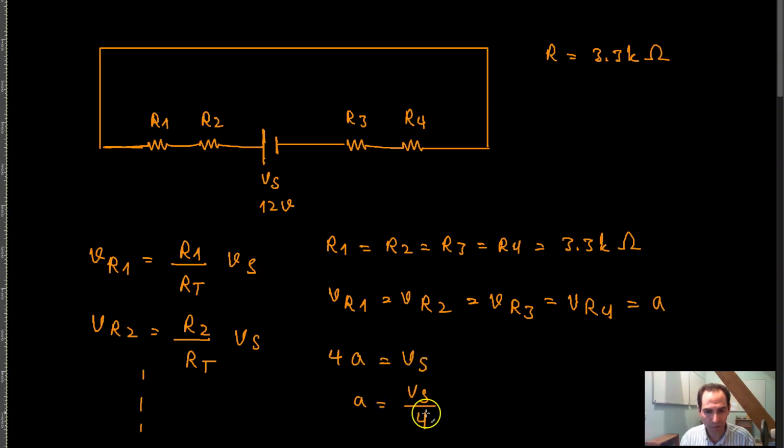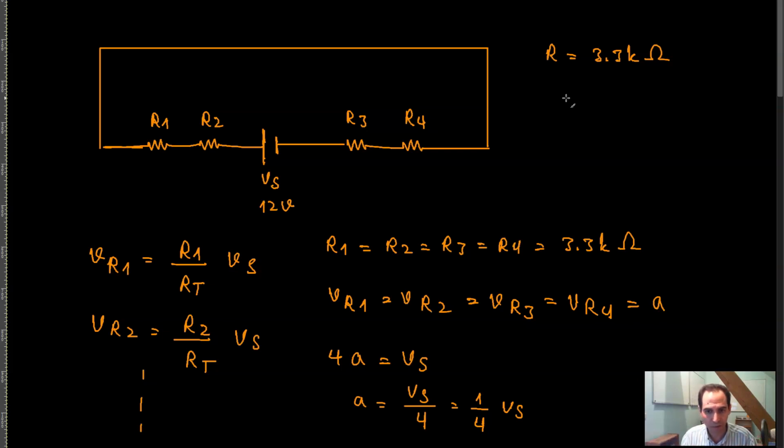Meaning that it is 1/4 of V of S, right? Meaning that the voltage drop across each of these resistors is 1/4 of the power supply voltage. And this would happen regardless of the resistance values, as long as the resistors were all the same.